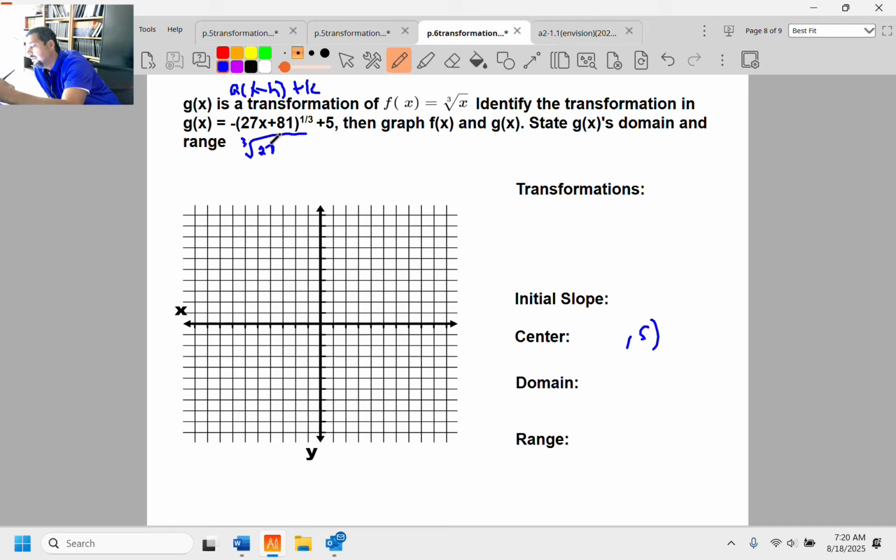We can pull a 27 from both pieces in the middle. Turns out 27 goes into 81 3 times. Now the cubic root of 27, last I checked, was 3, and I forgot my negative symbol. And that leaves me with -3 cubic roots of x plus 3, plus 5. So the center was actually at -3, +5. And the initial slope was not -1, it was -3.